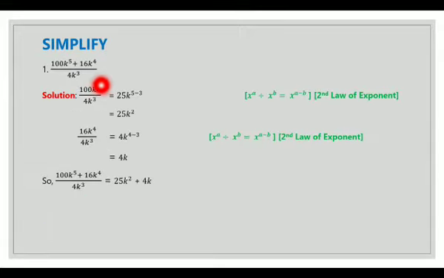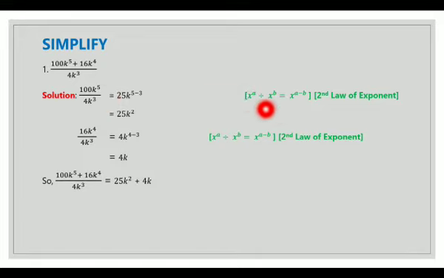The next sum: (100k^5 + 16k^4) / 4k^3. So again we are going to split and solve this sum. 100k^5 upon 4k^3. 4 ones are 4, 25 is 100. So 25k raised to 5 minus 3. As in division, we are going to subtract the powers of the exponent.